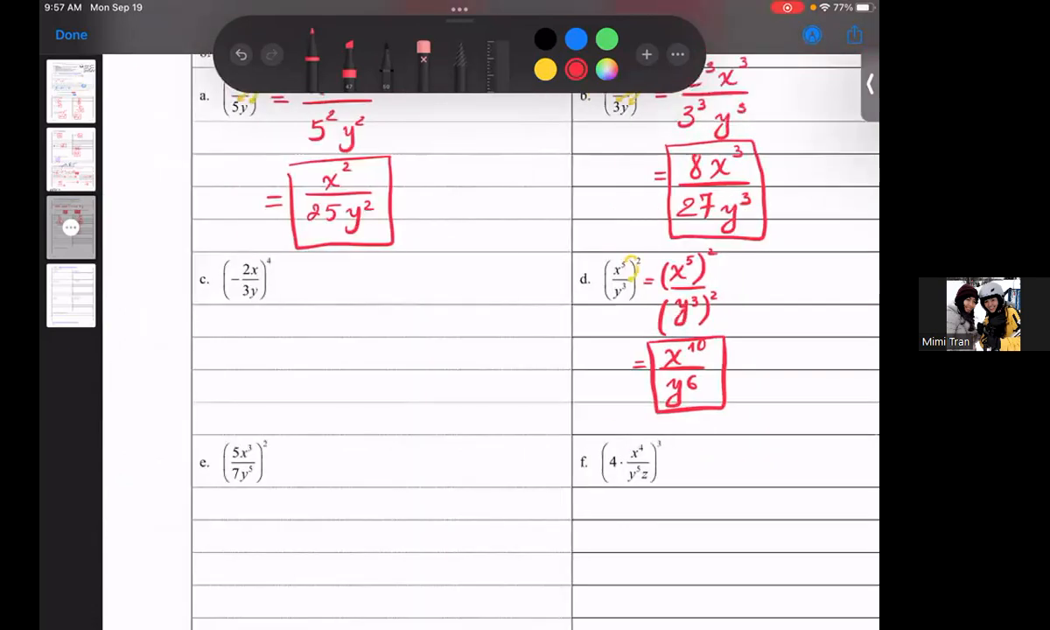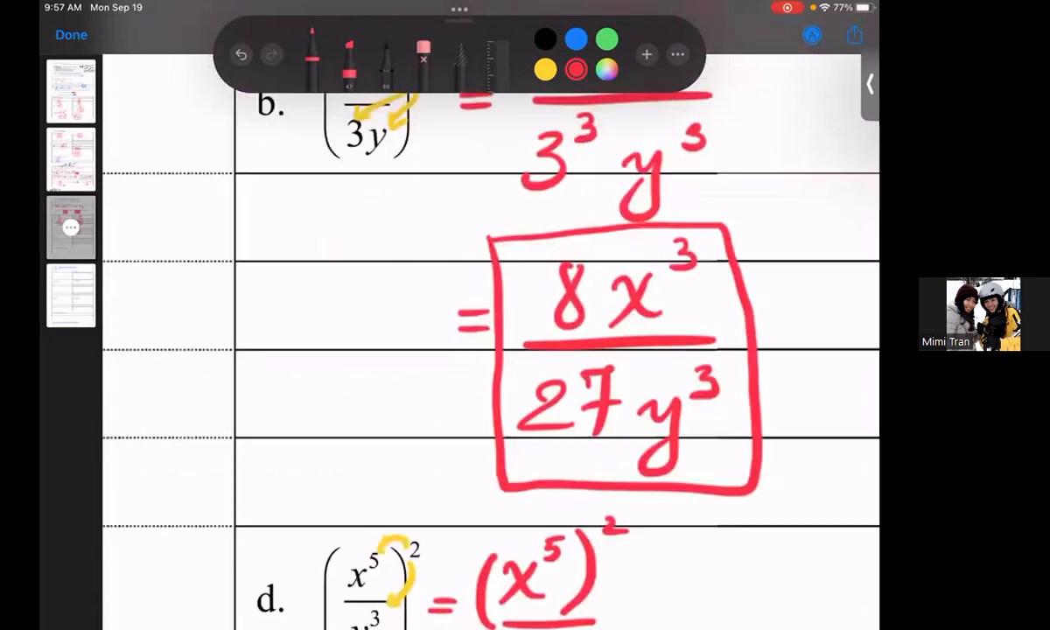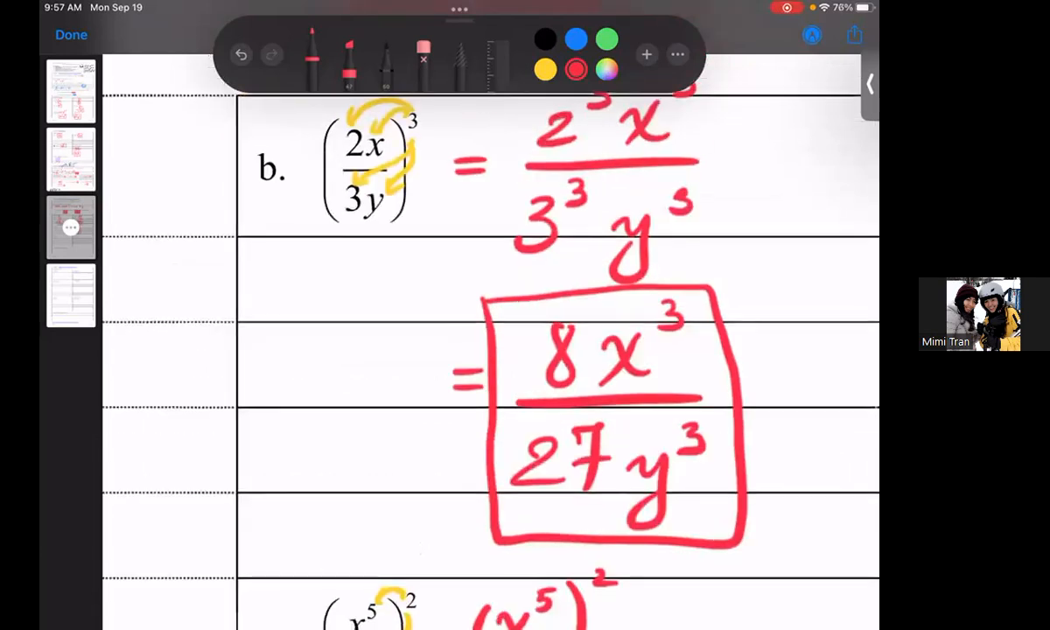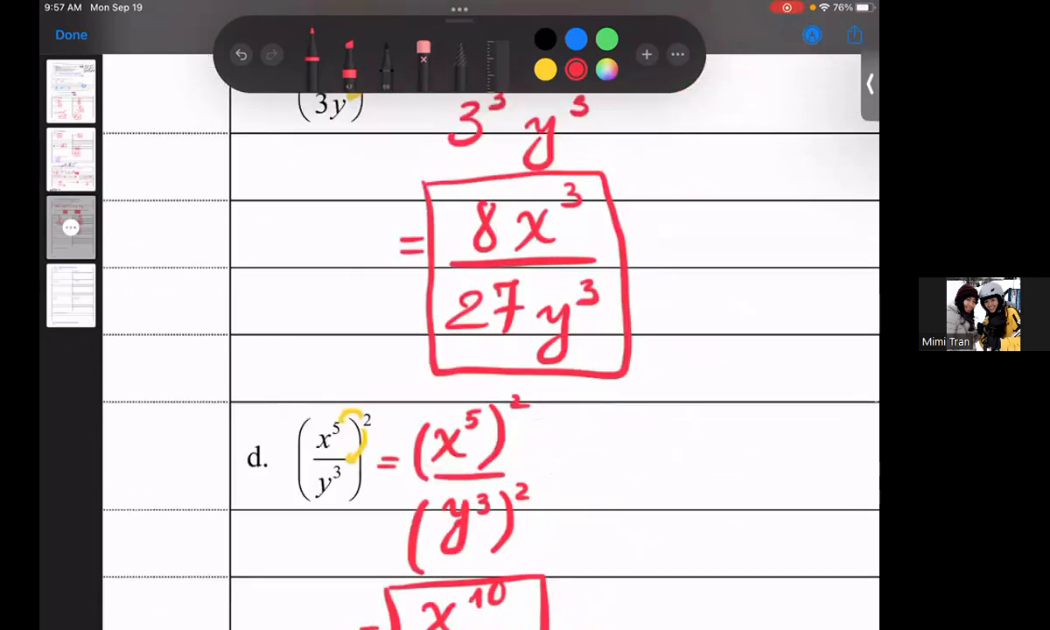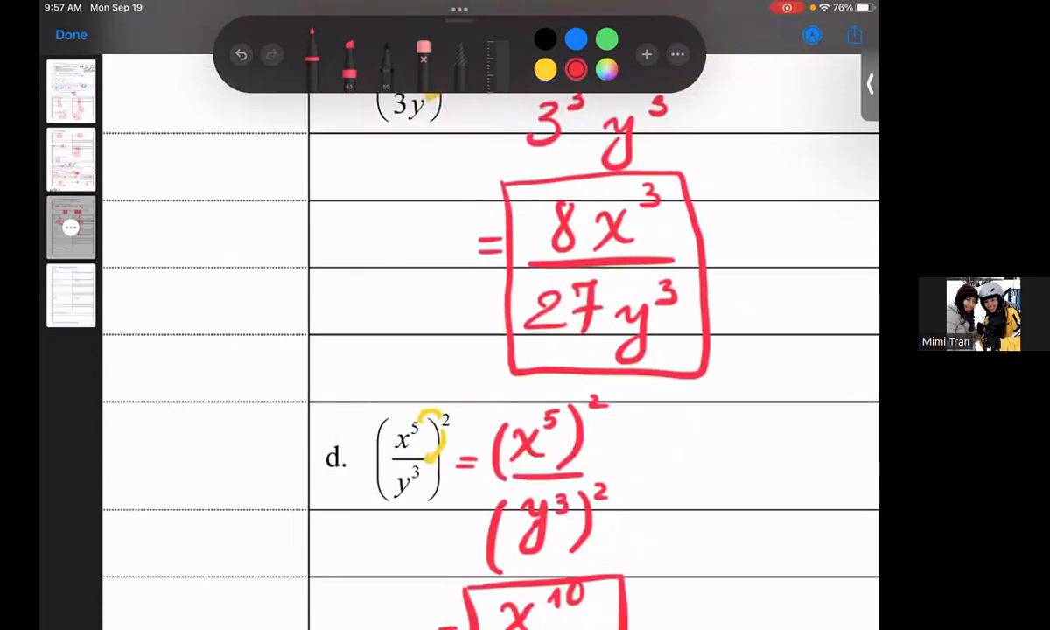C. Yes. 27, 3 cubed is 27. That's okay. You can ask anything.